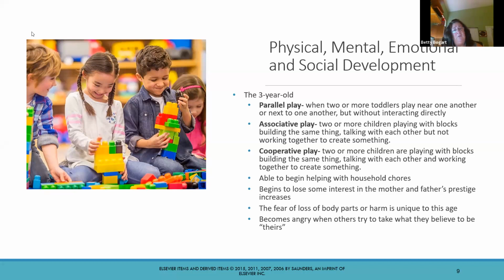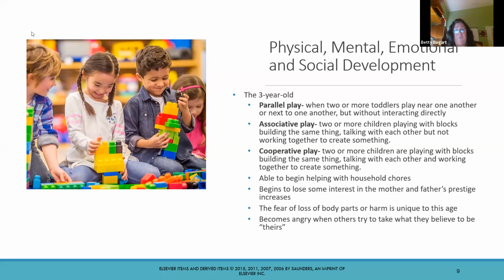Well, then you have associative play. And that's when you have 2 or more children all playing with the same toys, but there's no goal. They don't create anything. Okay. It's not like playing checkers, somebody wins. No, this is just they all sit there and make their own things and they all look at each other, but there's not like an end to it.